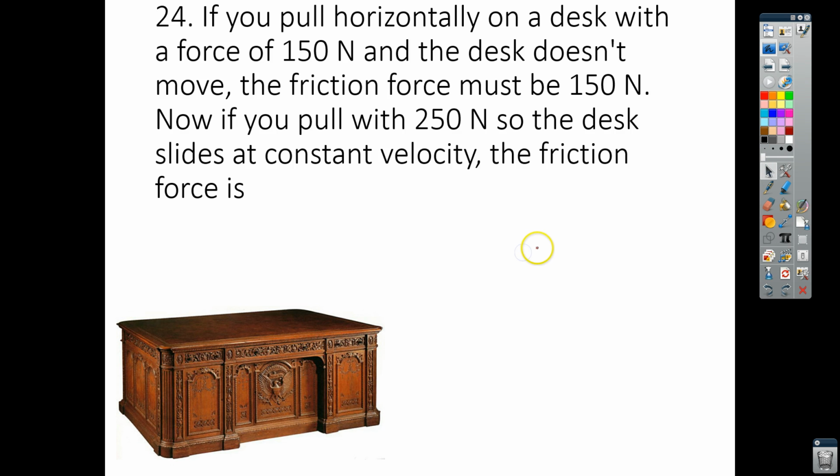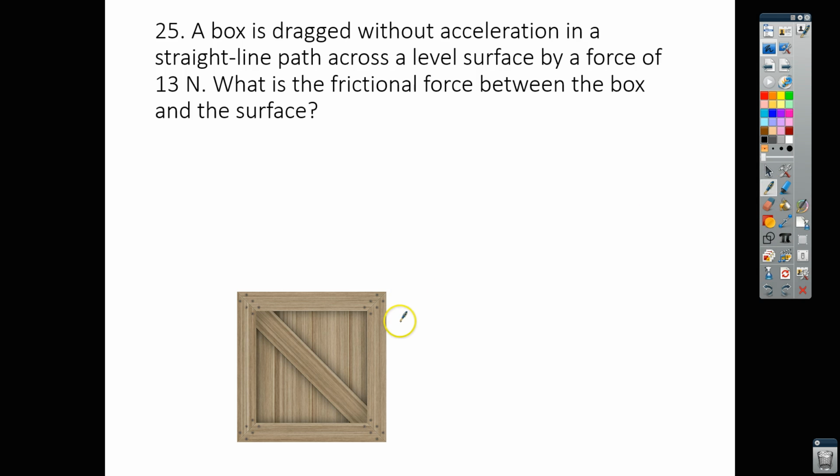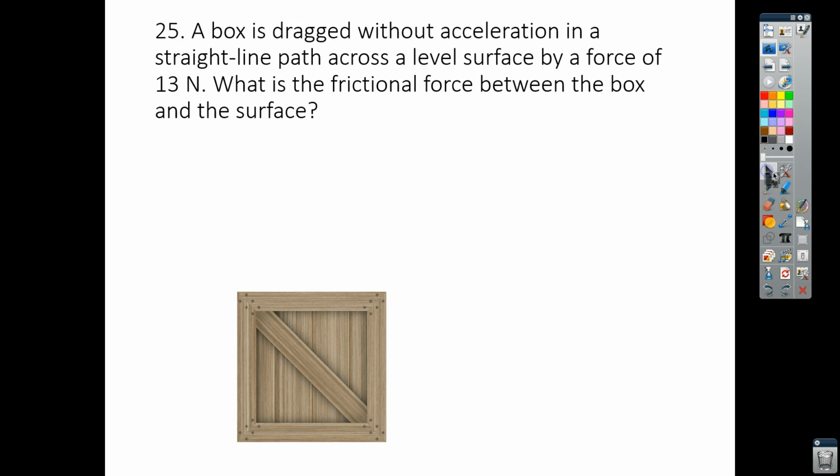For number 25, it says you have a box. It's dragged, so we're going to drag it in this direction without any acceleration. So here we go again, no acceleration in a straight line path. The force pulling on it is 13 newtons. They want to know what's the frictional force. Well, remember, if there's no acceleration, the frictional force and the force that you're pulling with are going to be the same. So 13 Newton frictional force, and this will be the force of the pull, and it's also 13 newtons. So same thing once again.